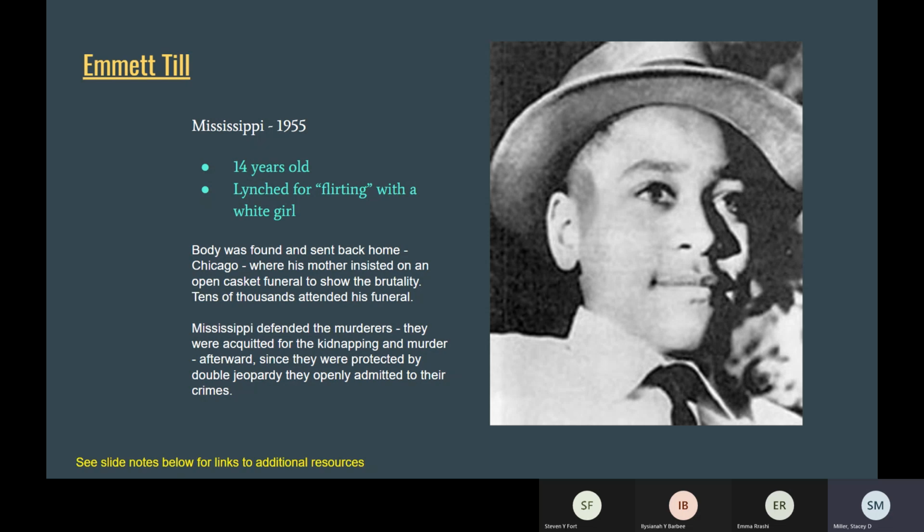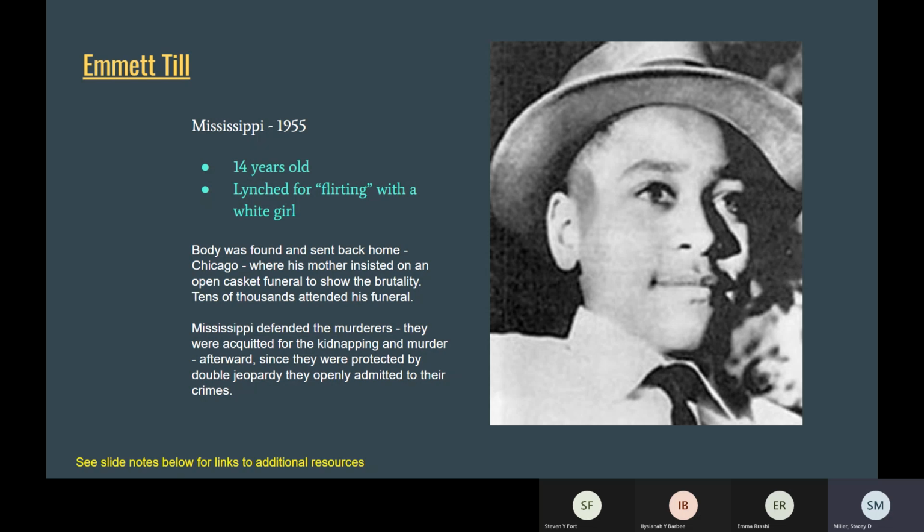People see this, and some people for the first time, who had not been looking these things in the eye the way they should have, now see what is going on and how awful this is. And it leads to, not to say that there is anything positive about the situation, but it does lead to something. With it, also, Mississippi defends the murderers. They were acquitted for the kidnapping and murder. Afterward, since they were protected by double jeopardy, the murderers actually went on record to explain and borderline brag about their crimes.